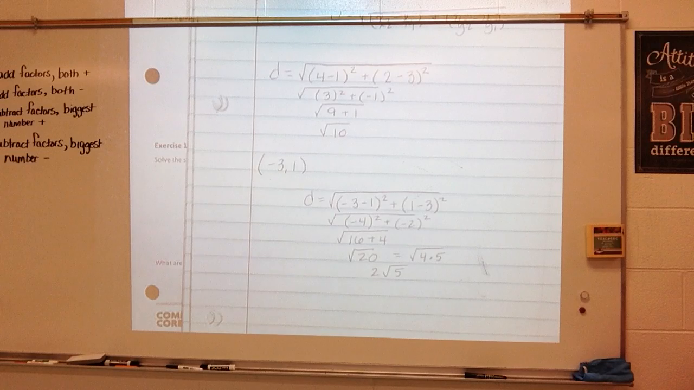So I can use the distance formula when I'm given 2 points, (x1, y1) and (x2, y2), to find the distance between the points that are given in a formula.